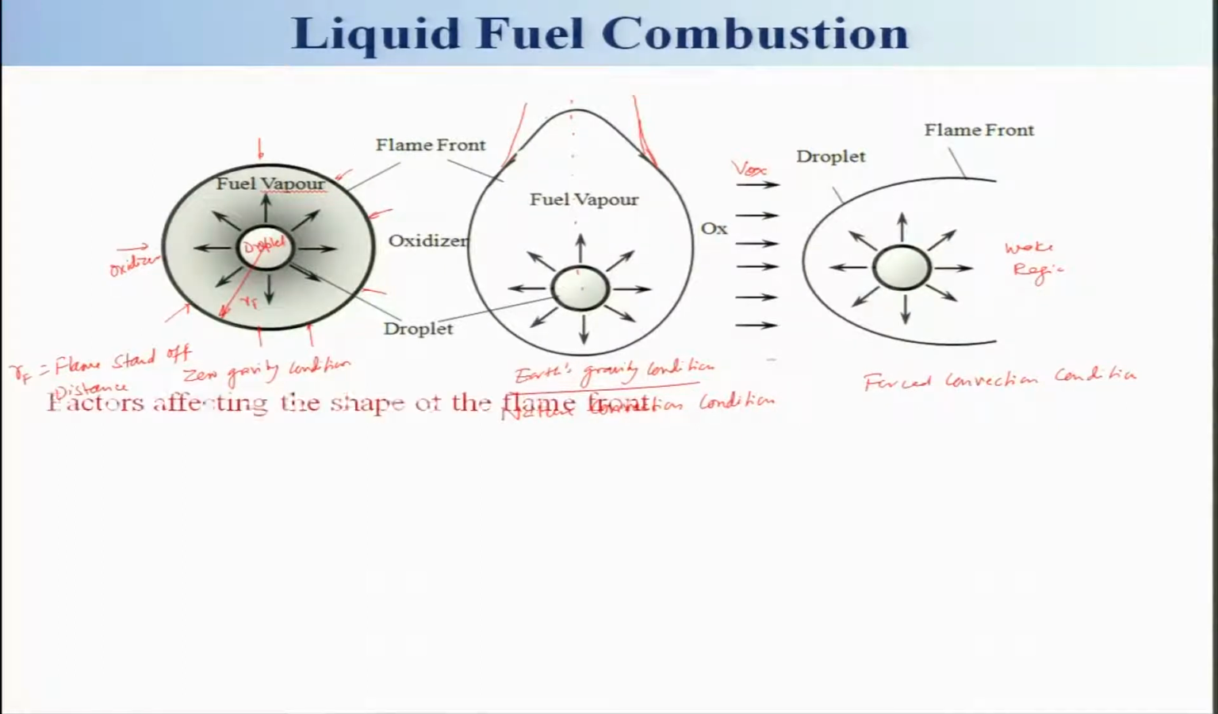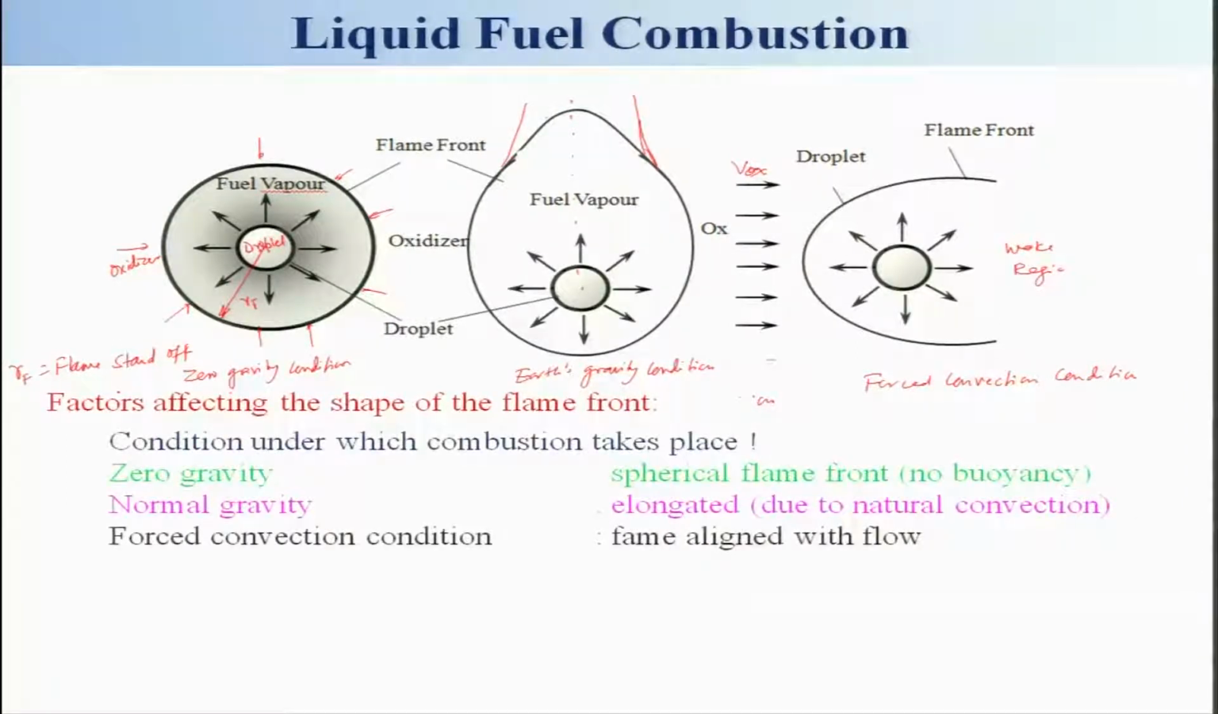So, what are the factors that affect the shape of the flame front? This basically, as we have already discussed, is the condition under which combustion takes place. For the 0 G, this will be a spherical flame front, no buoyancy effect, spherical and symmetric also. Normal gravity is elongated due to natural convection, and in force convection condition, the flame is aligned with the flow, because this is the flow which is taking place.